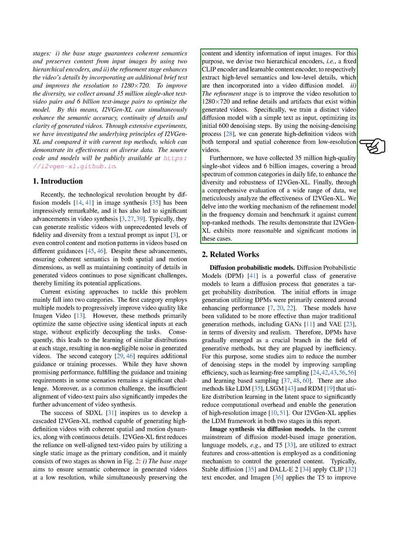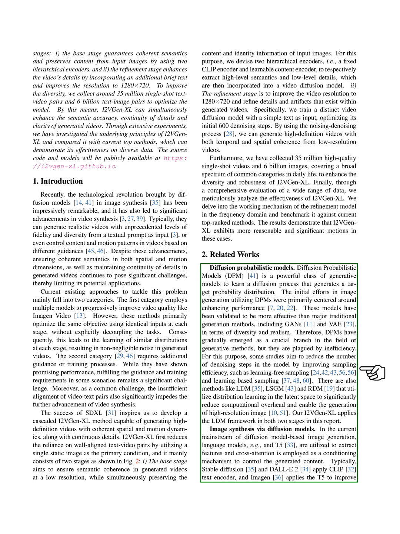We've also collected 35 million high-quality single-shot videos and 6 billion images, covering a wide range of common categories in daily life, to enhance the diversity and robustness of I2VGen-XL. We've thoroughly evaluated I2VGen-XL using a wide range of data and compared it against current top-ranked methods. The results show that I2VGen-XL produces more reasonable and significant motions in these cases.